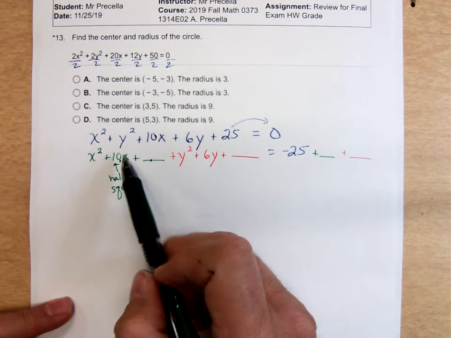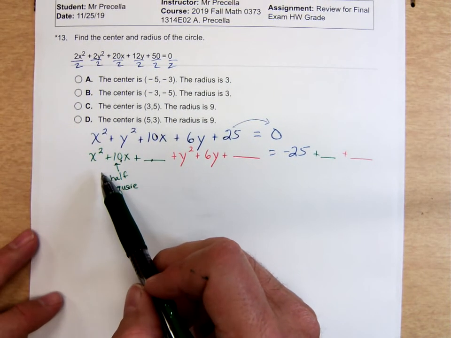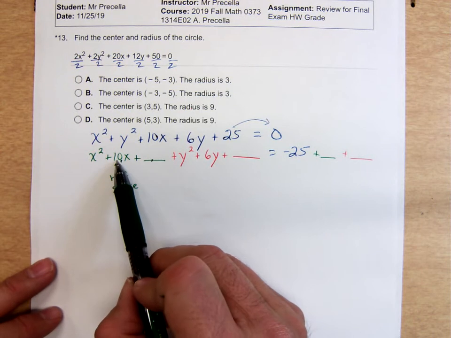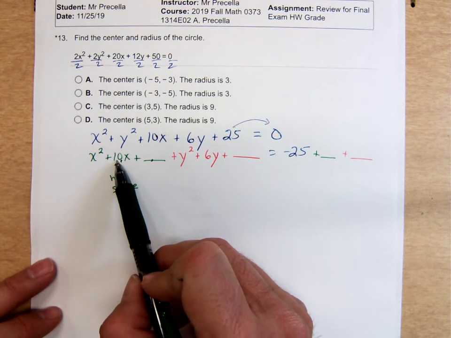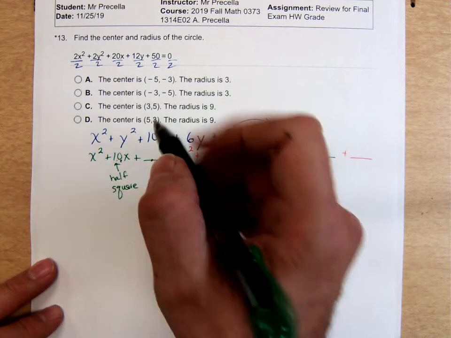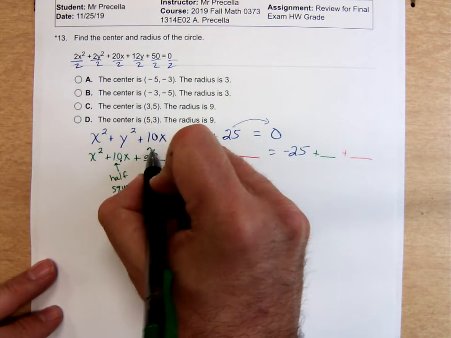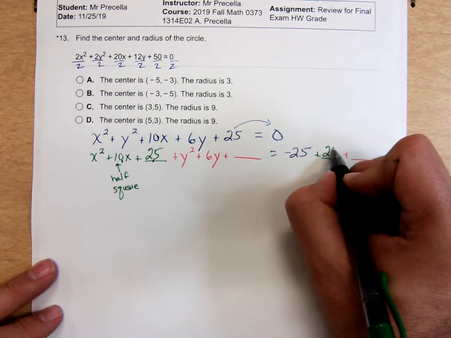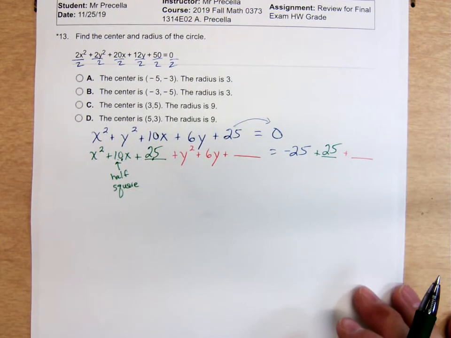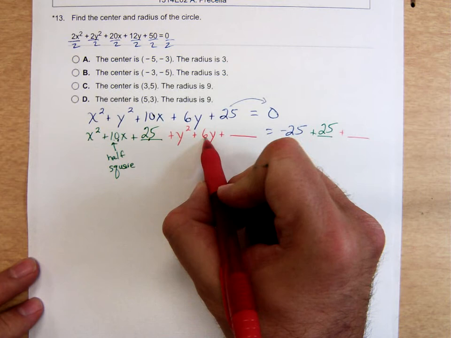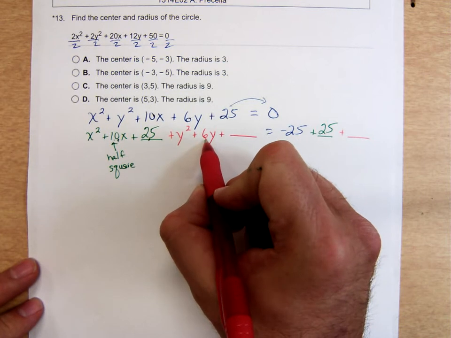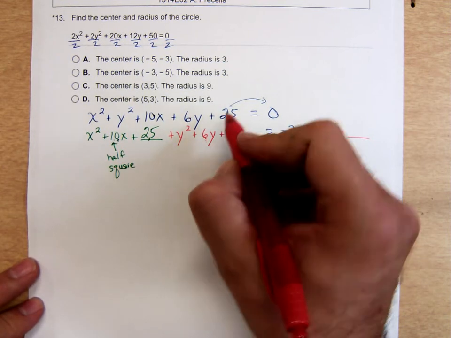Now this sounds familiar, maybe like the one I just did. Half of 10 is 5. 5 squared is 25. So add 25 to both sides. Now over here, half and then square it. Half of 6 is 3. 3 squared is 9.